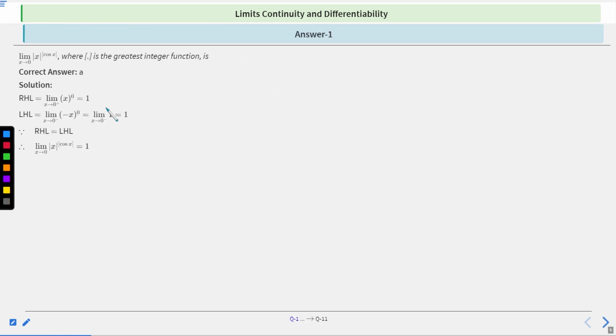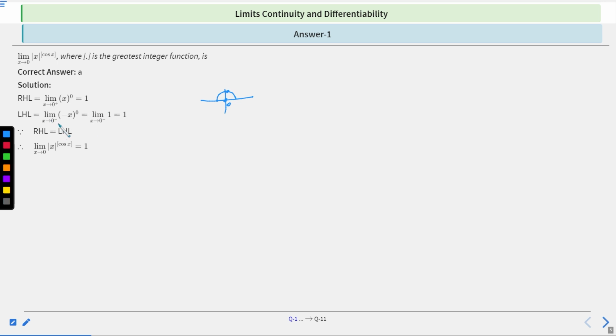Okay, let's move to the solution part. Let's find the right hand limit, x tends to 0 plus, of x to the power 0, right? Because when x is from 0 plus, you can see the graph of cos x is like this. So the value of cos x is less than 1, between 0 and 1, right? So the greatest integer function of a value between 0 and 1 is basically 0, so x to the power 0 is 1.